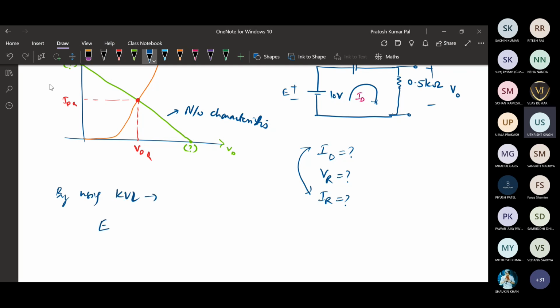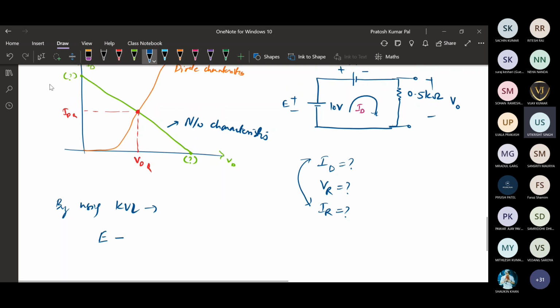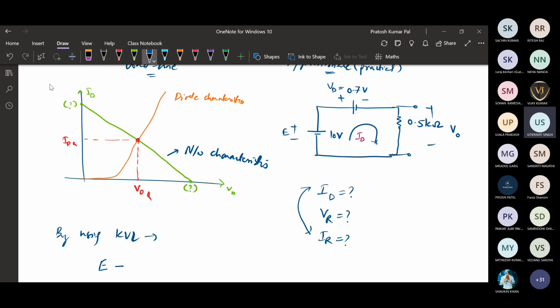we will write E minus, this is plus minus. To write the KVL, we take the polarity of each component, starting this way. What is the exiting polarity? This is positive, so for this supply voltage, the exiting sign polarity is plus, so it will be plus E. Next, this component: the exiting sign is negative, so we write negative 0.7.